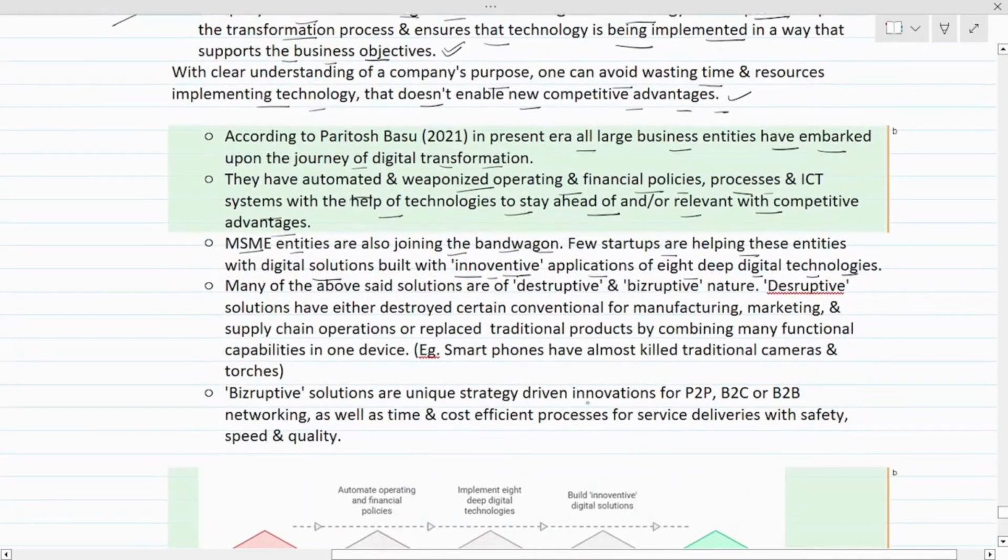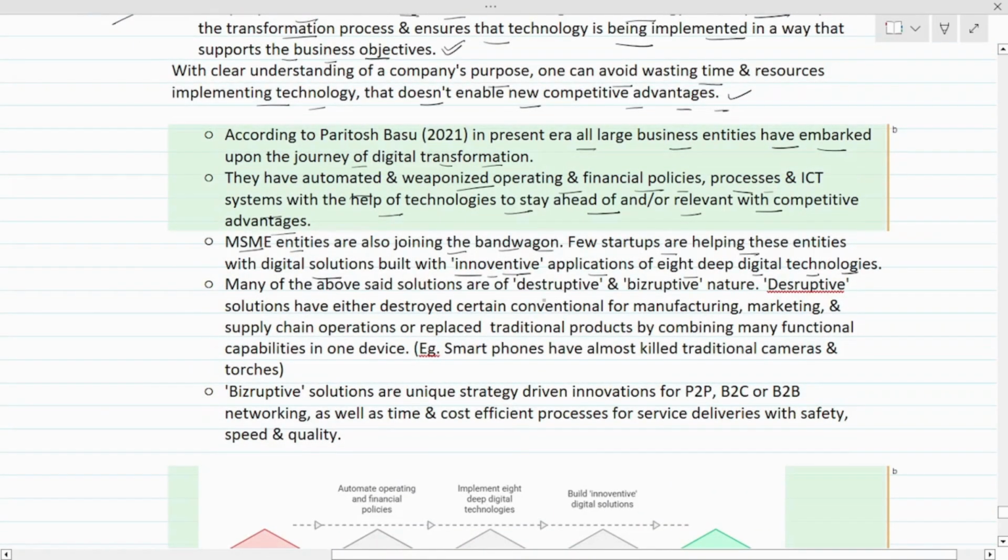Fine. Now, many of the above said solutions are of disruptive and disruptive nature. These are all different words, but they have their own meaning, and that has been devised to make the idea of this digital transformation easy or simple to comprehend. So basically the three terms we learned, innovative in the last sentence wherein we spoke about the MSME ones. Now many of the above said solutions are of disruptive and disruptive nature. We will understand what exactly these terms are.